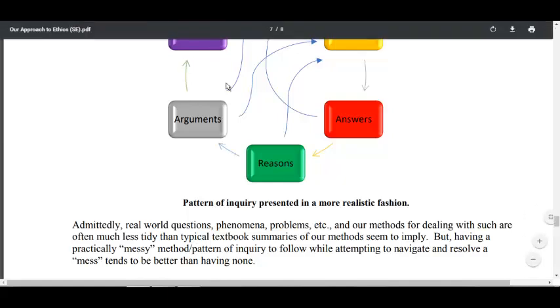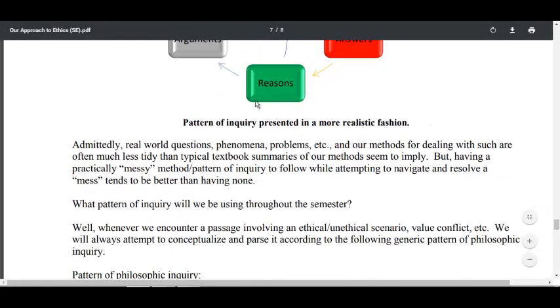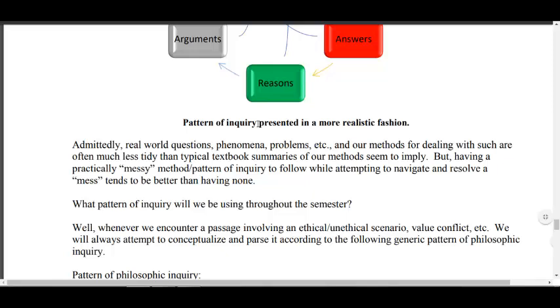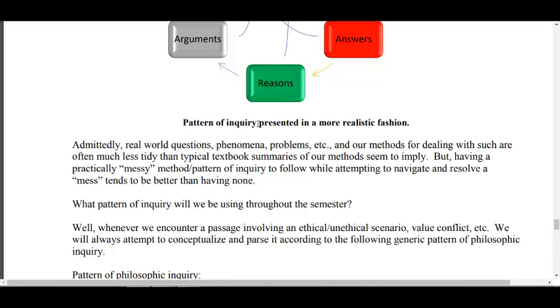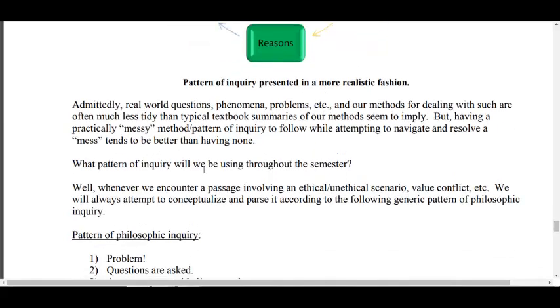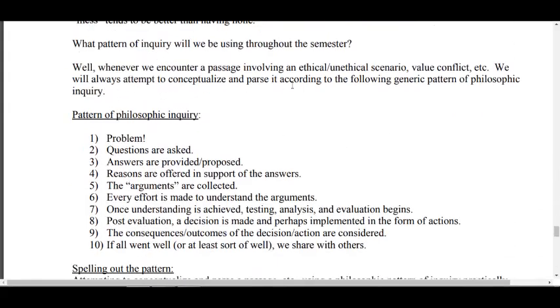So even though the real world is messier, much more nasty and snarled up, even with our patterns of inquiry and how they play themselves out, having an imperfect method or process of inquiry, a pattern of inquiry to follow, is better than having none at all. They give us guidance. They give us an idea of how to get started.